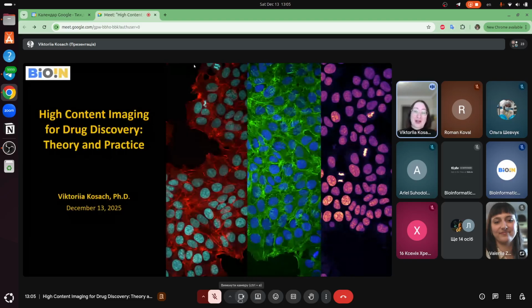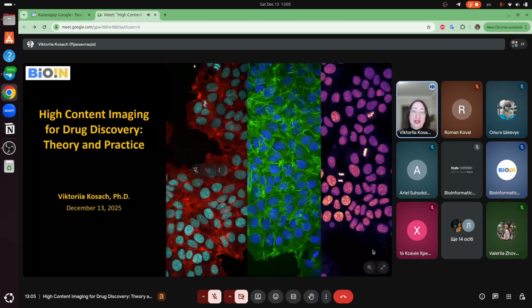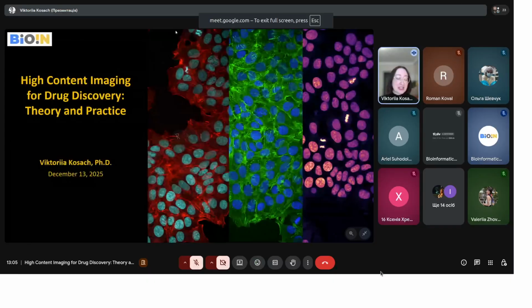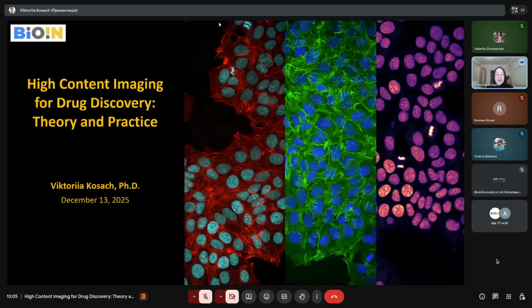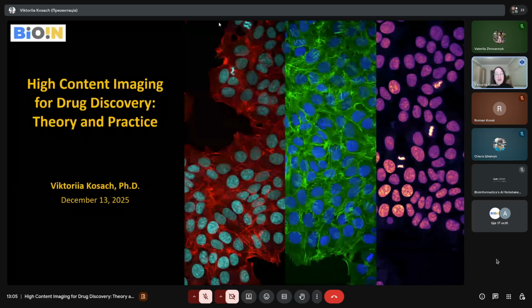It will consist of two sections. At first, we will take a look at the general information about high content imaging, its application, as well as some tips for assay development. And in the second chapter of the seminar, I will show you some real-life examples of high-content imaging assays.